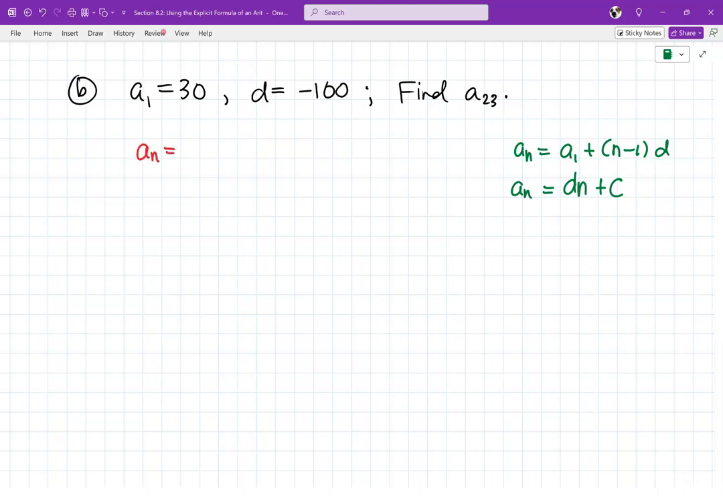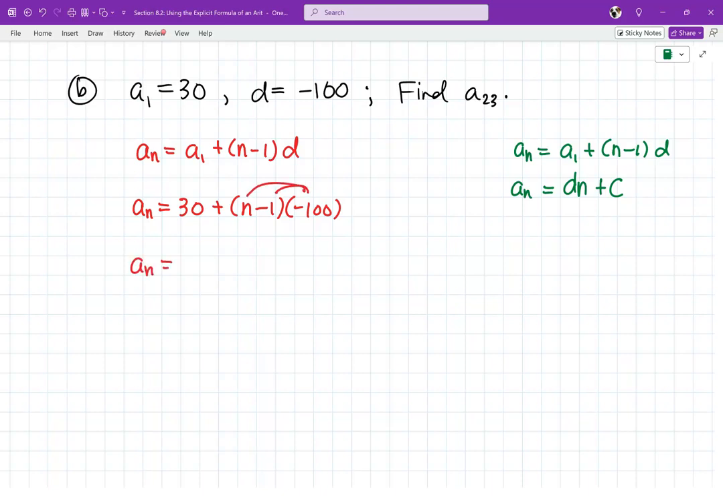Okay, so A sub n is equal to A sub 1 plus n minus 1 times D. So A sub n is equal to A sub 1 is 30 plus n minus 1 times D is negative 100. And remember, we want to write it as the alternate form, the smaller version. So I'm going to go ahead and distribute these.